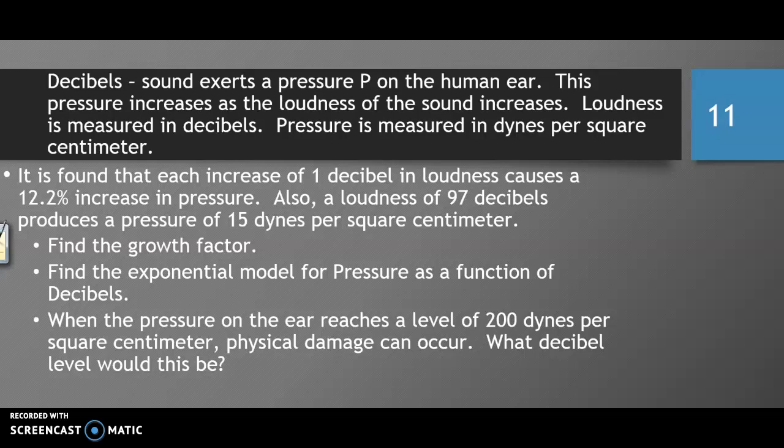So it is found that each increase of 1 decibel in loudness causes a 12.2% increase in pressure. Because this function is changing by a percent, this is going to be an exponential function. So the first thing I want to make note of is that I'm going to be trying to calculate an N equals P A to the t power formula because of that percentage change.